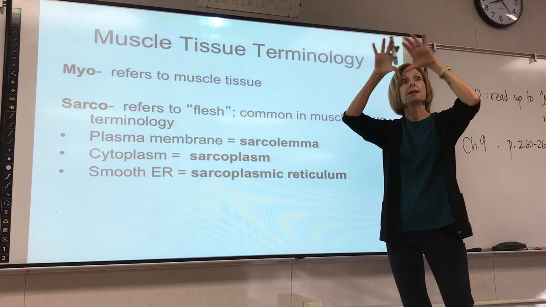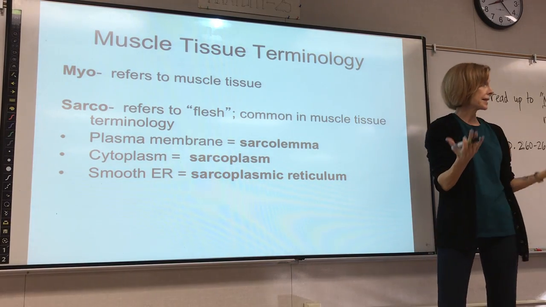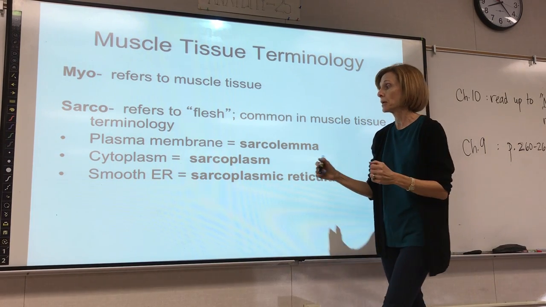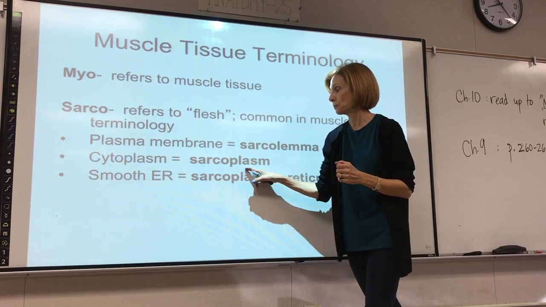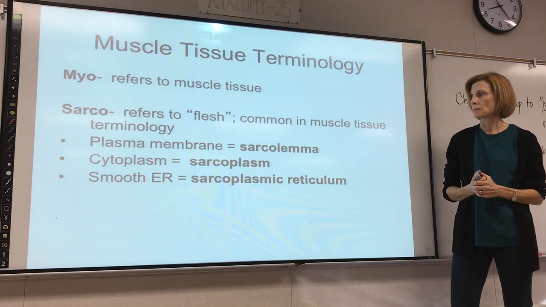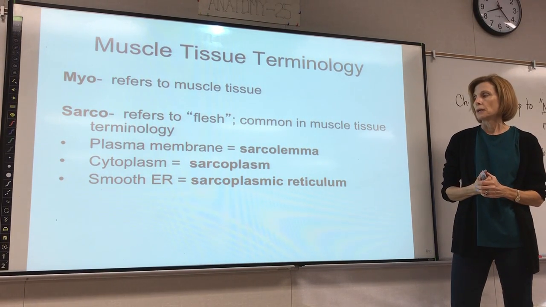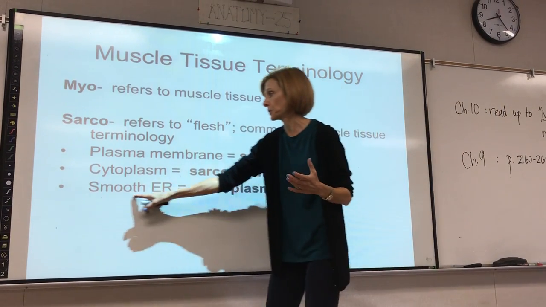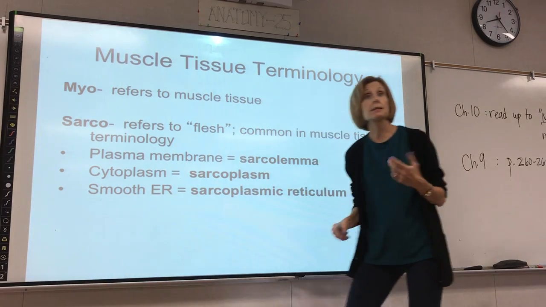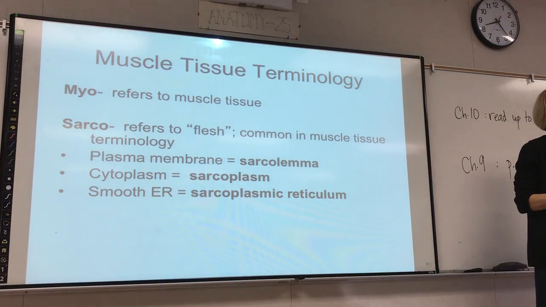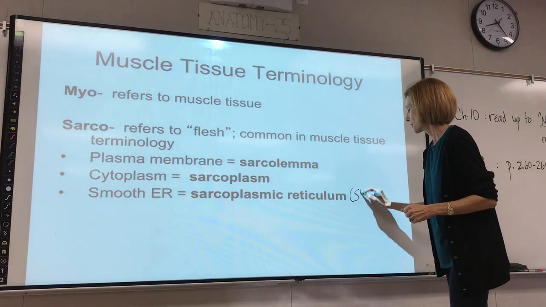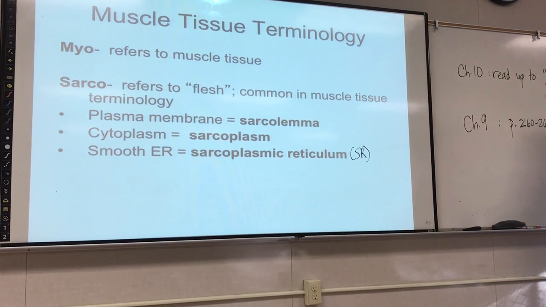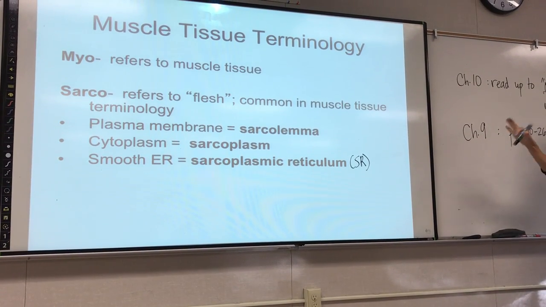All the stuff inside the muscle cell collectively is cytoplasm, right? You know that cytoplasm is all the stuff inside the cell. But in muscle cells, it is called sarcoplasm. Okay, and then we're going to talk about an organelle that is like the smooth endoplasmic reticulum in other cells, but it has a special name. It is called the sarcoplasmic reticulum, abbreviated SR. It looks like smooth endoplasmic reticulum, and we will talk about what it does.